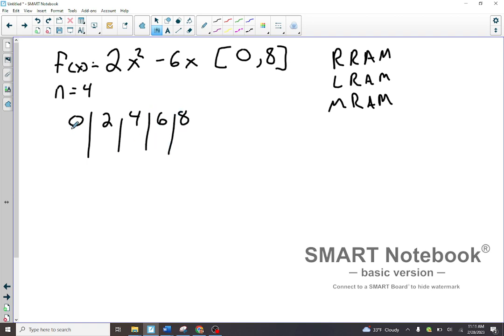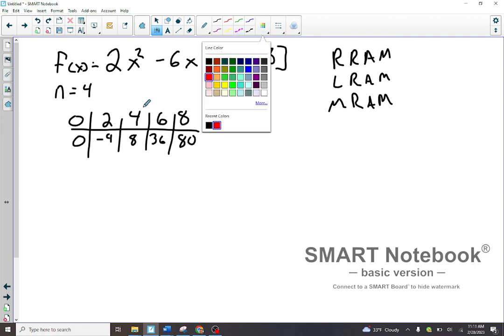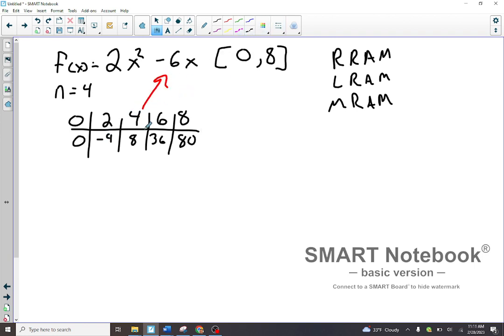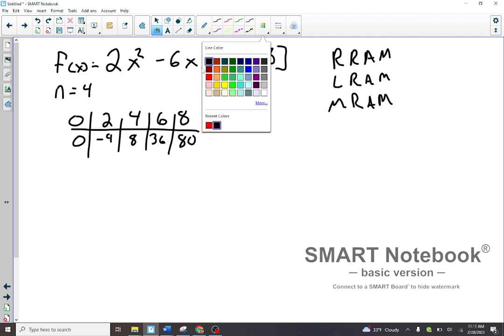Then I'm going to need the values, the height values of each section. So at 0, it's 0. At 2, it's negative 4. At 4, it's 8. At 6, it is 36. And at 8, it is 80. And I get these values by taking these numbers here and just plugging it into my function, okay? I have them done on the calculator already to save some time. But yeah, you just plug those into the equation.